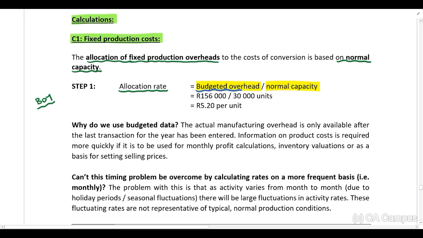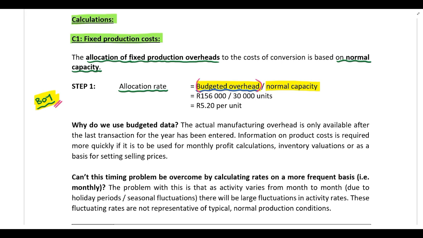First, why are we using our budgeted overhead? Please note I told you that this calculation is performed at the beginning of the year. At the beginning of the year, you won't know what your actual overhead cost is yet. You only know your actual overhead cost at the end of the year. So if we are performing this calculation at the beginning of the year, you need to use the budgeted overhead in your calculation. Also, please note, this calculation must be performed at the beginning of the year because we can't only value our inventory at the end of the year. That's too late. We need to be able to value our inventory already at the beginning of the year.